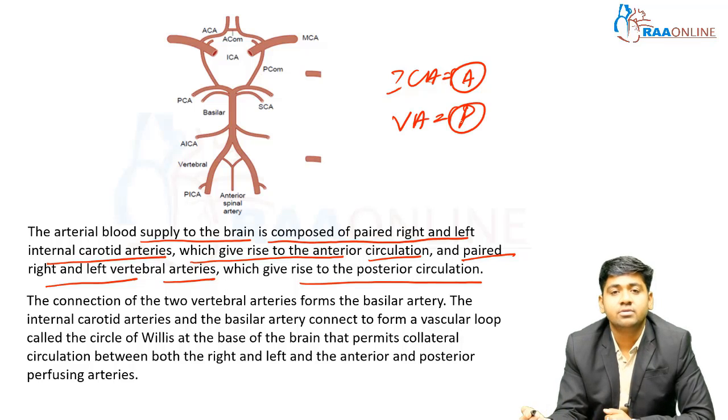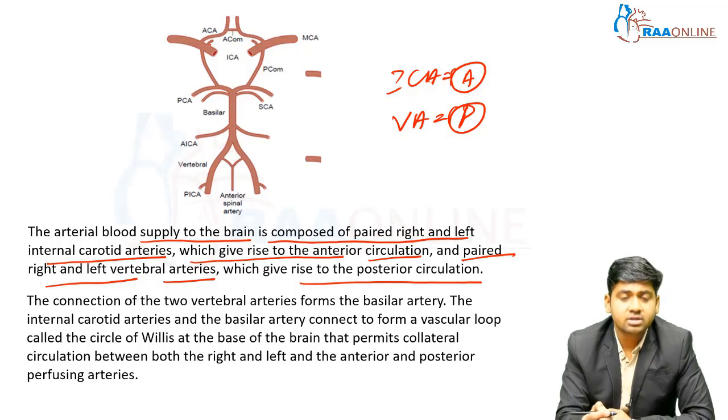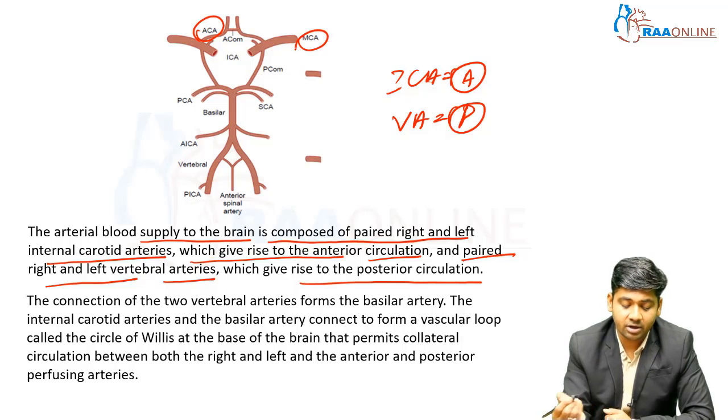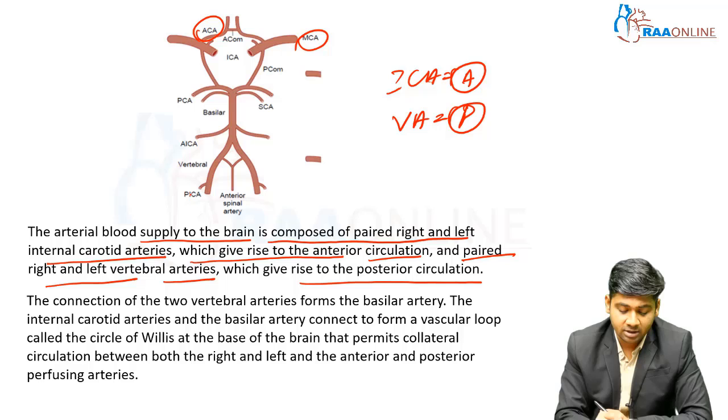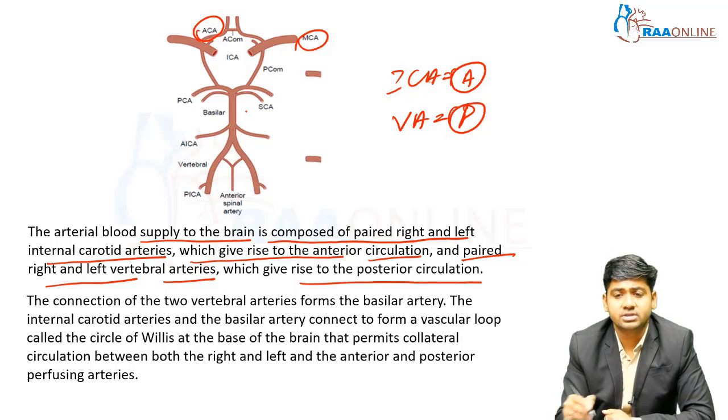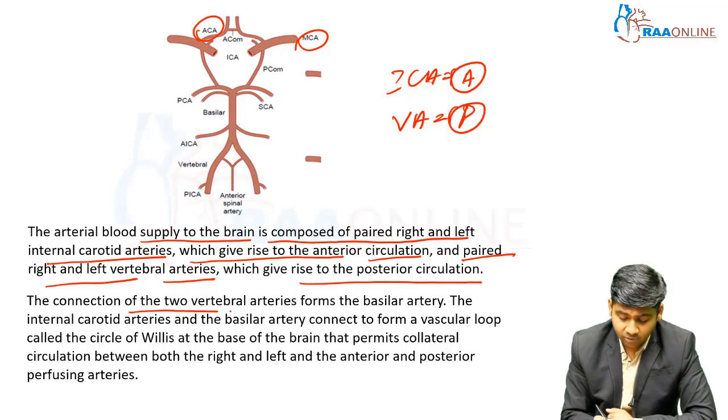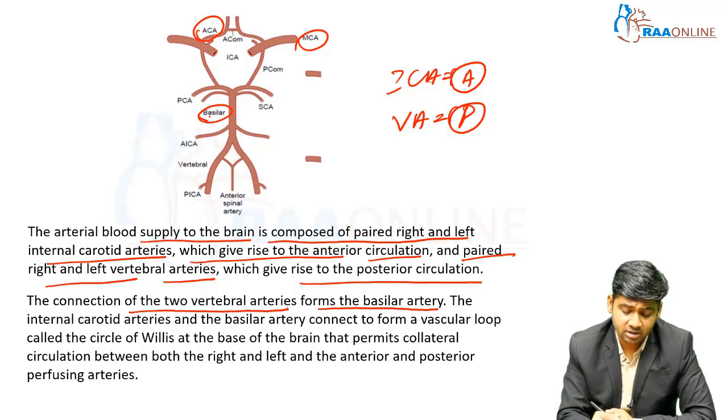Here is the internal carotid artery. The branches are the anterior cerebral artery and middle cerebral artery, and the vertebral artery gives the PICA and others. We will discuss everything. The two vertebral arteries combine to form the basilar artery. Here is the basilar artery, and these are the vertebral arteries. They combine to form the basilar artery.